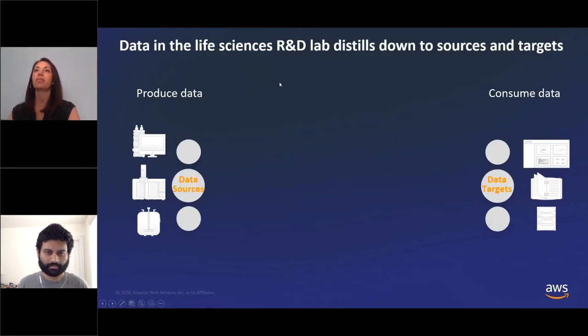So when we think about this fragmented, siloed landscape in the life sciences, we distill the R&D lab down to two items, data sources and data targets. The data sources produce the data. This is where the scientists and third-party collaborators use instruments to run the experiments and collect all of the data needed to discover and develop new therapeutics. There are tons of different types of instruments, tens of manufacturers, hundreds of instruments, and new types of instruments, makes, models, and software getting updated regularly.